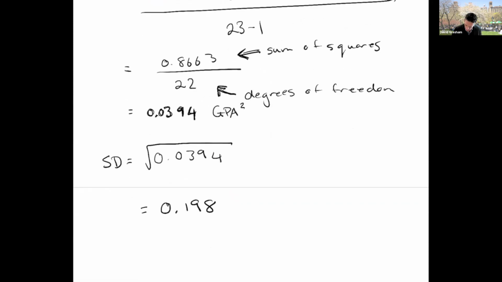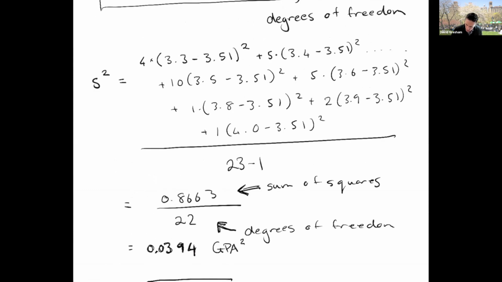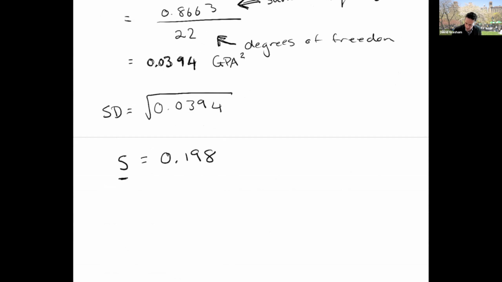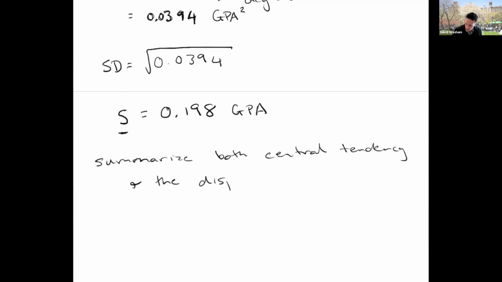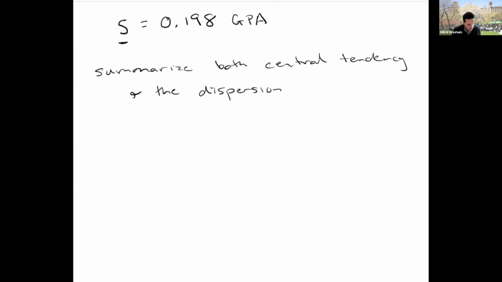Sometimes we just use the value S, because we have used S squared for the variance. So the standard deviation we can just summarize as S, and that has units of GPA. And so that might be useful. One way to summarize both the central tendency and the dispersion would be to say that the mean of the data plus or minus 1 standard deviation is equal to 3.51 plus or minus 0.198. That would be a way to summarize and report both the central tendency of the data and the amount of spread in the data.